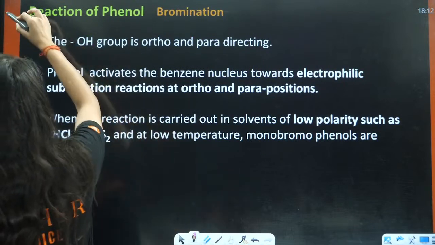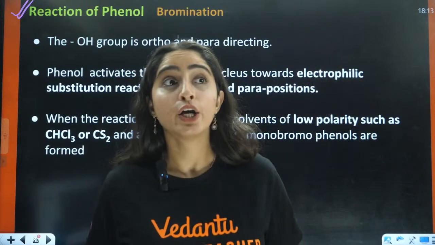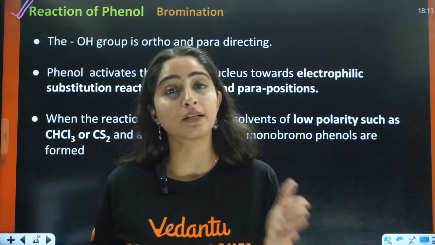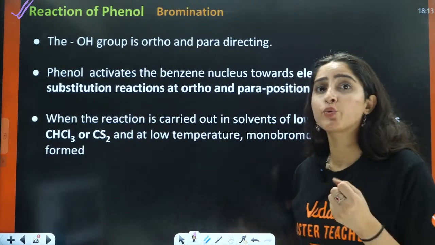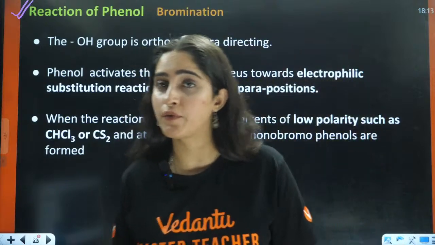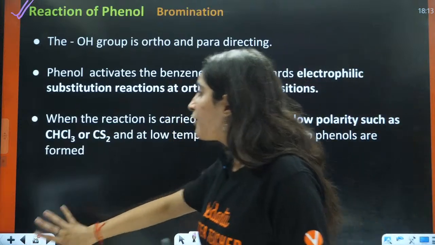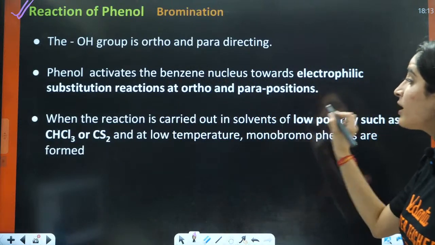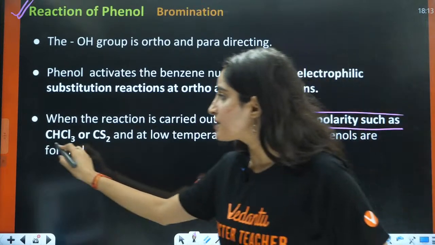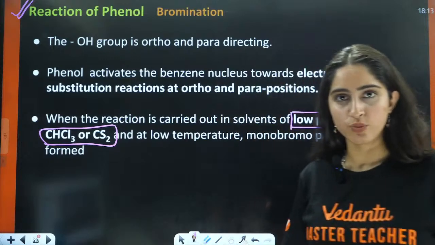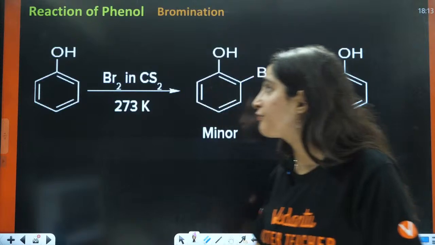Now, next are some of the reactions of phenols, and these reactions are also important. Two kinds of bromination, two kinds of nitrations. Okay, we will see that. If we talk about bromination, there are two ways: when the reaction is carried out in a solvent with low polarity, such as CHCl3 or CS2, and the other is when it is carried out in water. You will have different products.